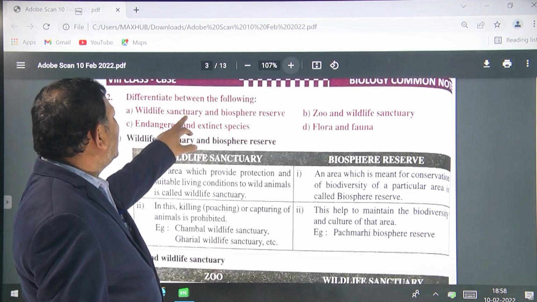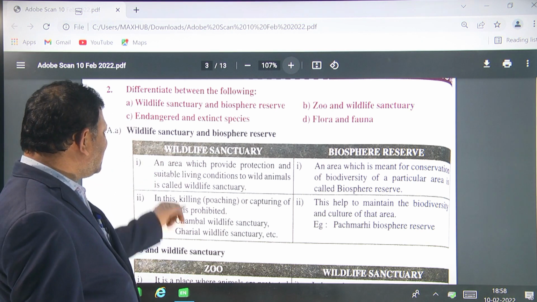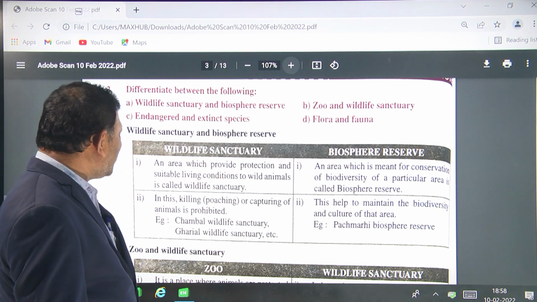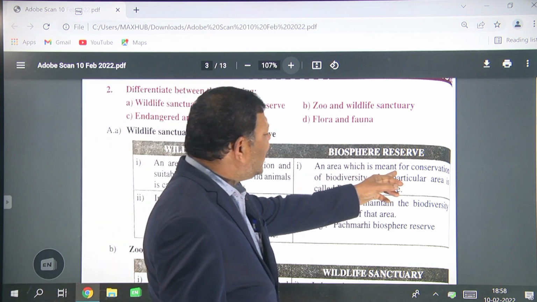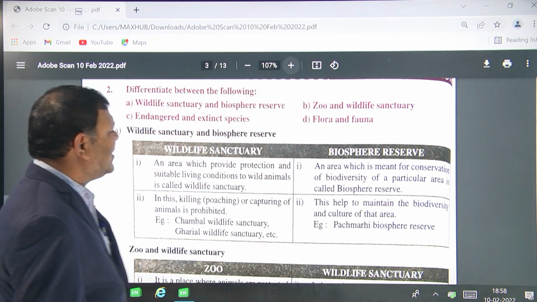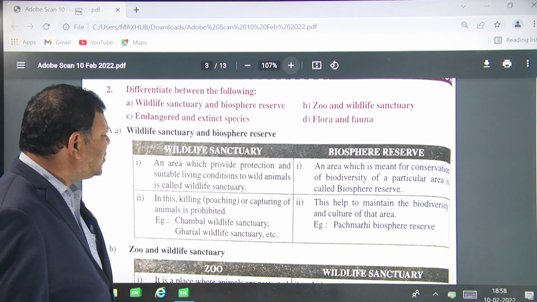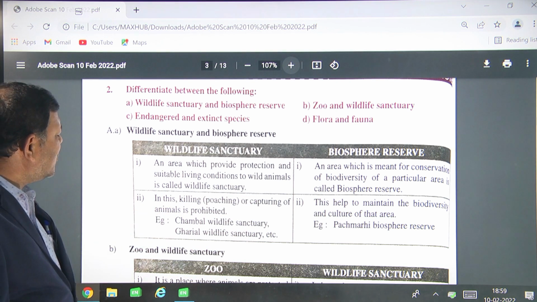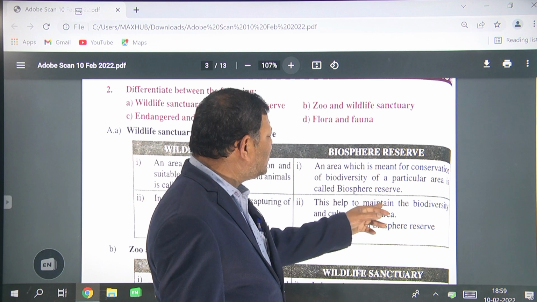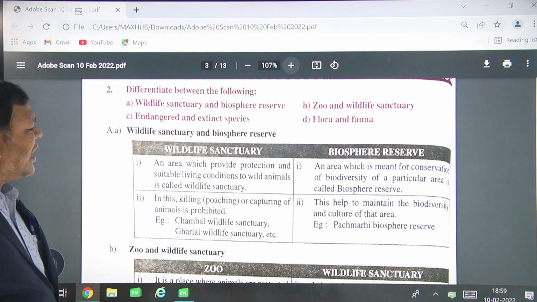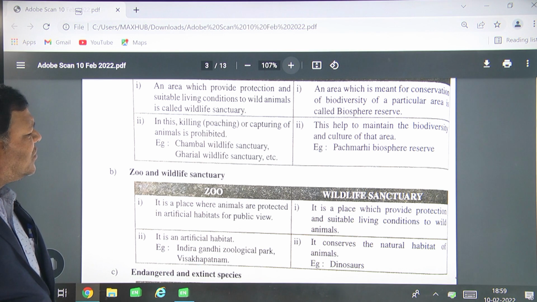Now see the difference between the following: wildlife sanctuary and biosphere reserves. An area which provides protection and suitable living condition to wild animals is called wildlife sanctuary. An area which is meant for the conservation of the biodiversity of a particular area is called biosphere reserve. In the wildlife sanctuary, killing, poaching or capturing of the animals is prohibited. Example, Chambal Wildlife Sanctuary, Gharial Wildlife Sanctuary. Biosphere reserves help to maintain the biodiversity and culture of that area. Example, Panchmarhi Biosphere Reserve.